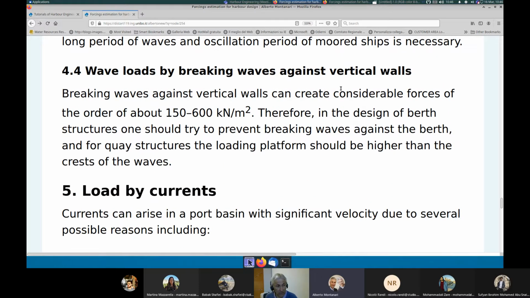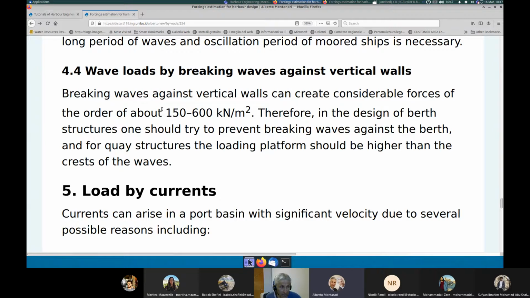Okay, and then there is a short discussion that suggests you also take into account the direct forcing of waves against the berth, especially if the berth is a solid berth and not an open one, with vertical walls. With these vertical wall structures, you may have wave breaking against the vertical wall, which can induce a significant forcing.